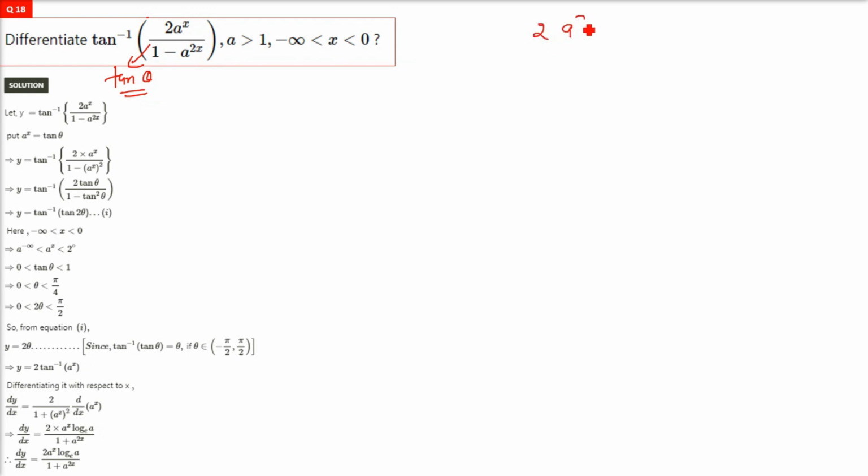Okay, so 2 a to the power x by 1 minus a to the power 2x. A to the power 2x, I'm writing it as a to the power x whole square. It's the same thing. So we know that if you put a to the power x as tan theta, you will get the desired result. So a to the power x equals tan theta we have written. And in order to find theta, you will get tan inverse a to the power x. And that will come just now, because we have to differentiate that only.